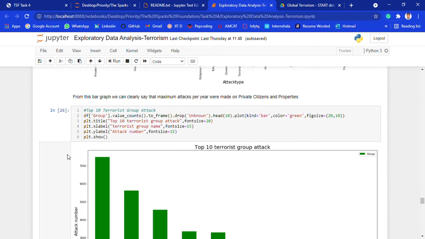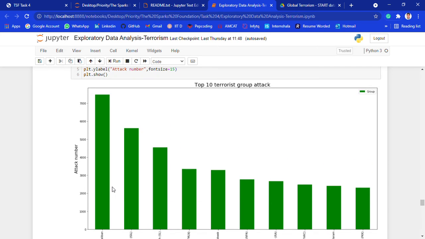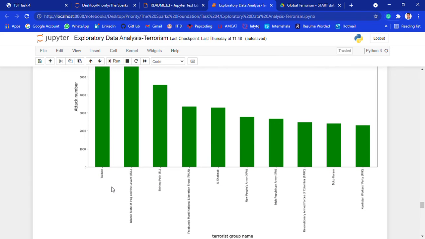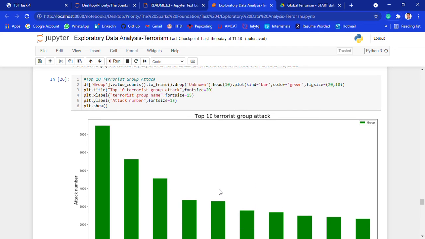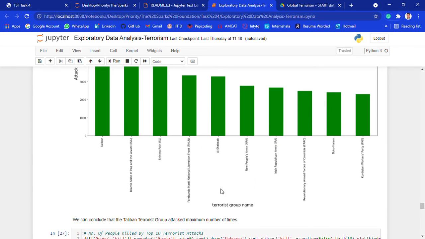And going through the top 10 terrorist group activities, we will see that the Taliban is a highly active terrorism group right now. ISIL, SL, FMNL and Al-Shabaab, all these are among the top 10 terrorist groups whose attacks are taking place right now.